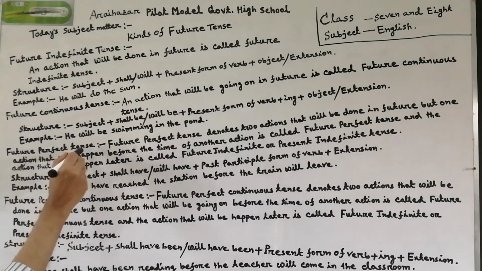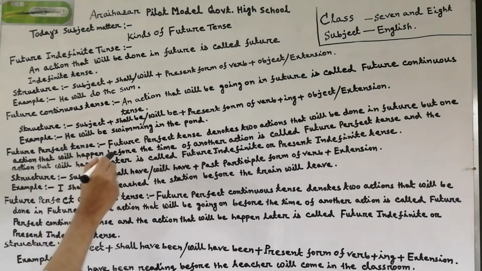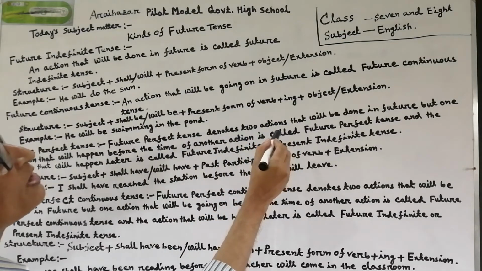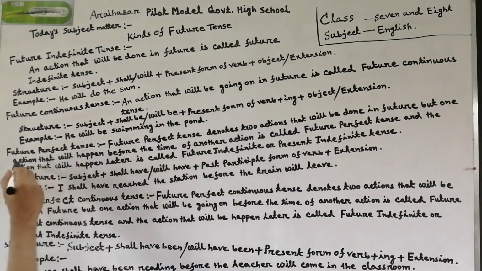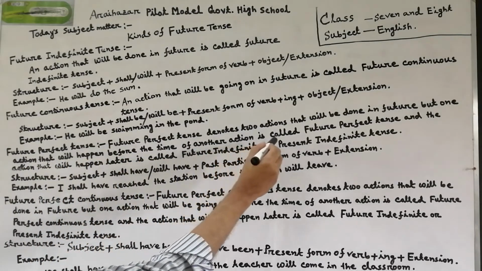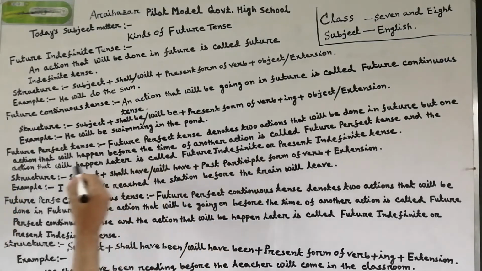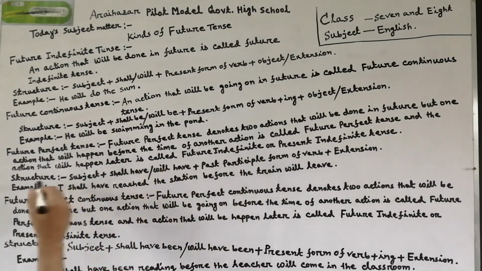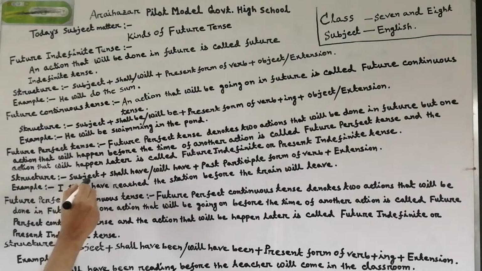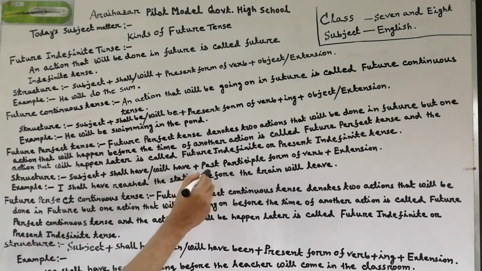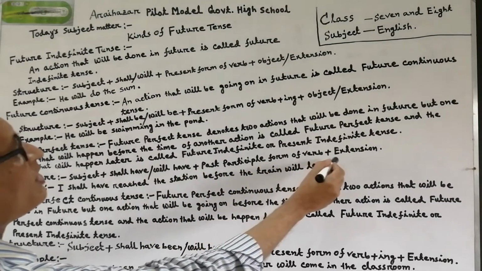Future perfect tense. What is future perfect tense? Future perfect tense denotes two actions that will be done in future, but one action that will happen before the time of another action is called future perfect tense, and the action that will happen later is called future indefinite or present indefinite tense. Structure: subject plus shall have or will have plus past participle form of verb plus extension.